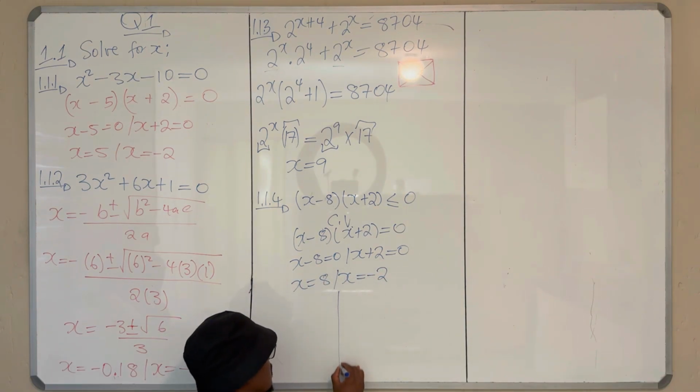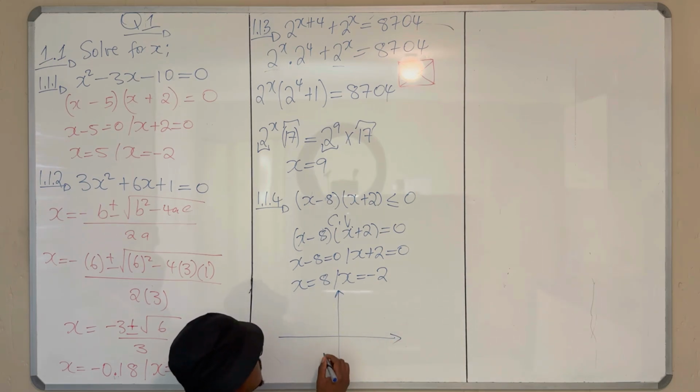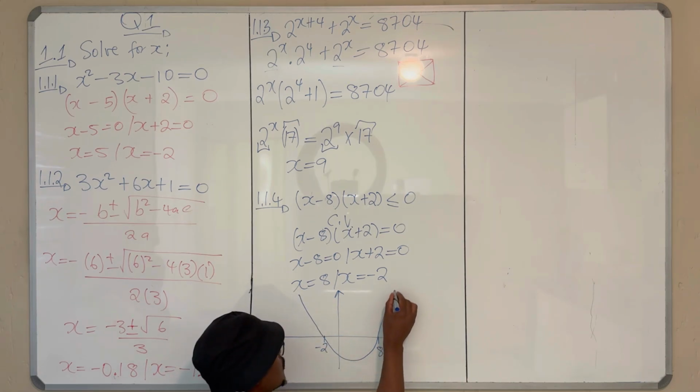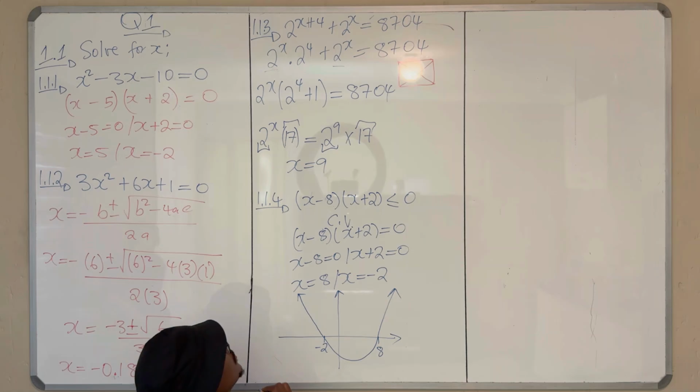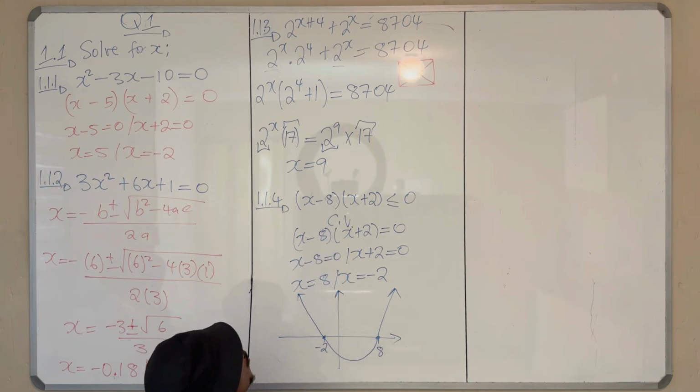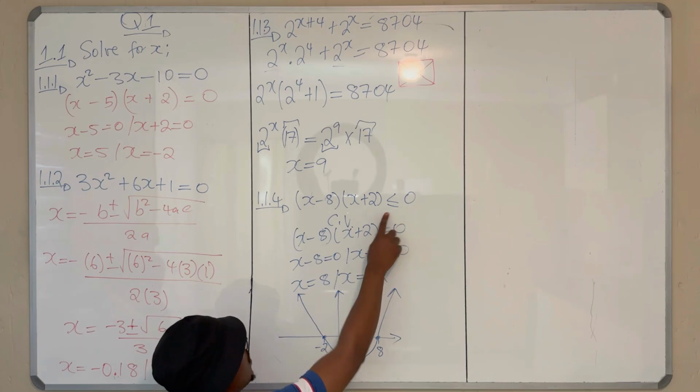So if you plot this as a parabola that it is, you can see that your minus 2 should be there and your 8 should be somewhere there. So your function should be something along the line of this. It's positive, right? Because this was positive to begin with. So you want it where it is less than or equal to 0.